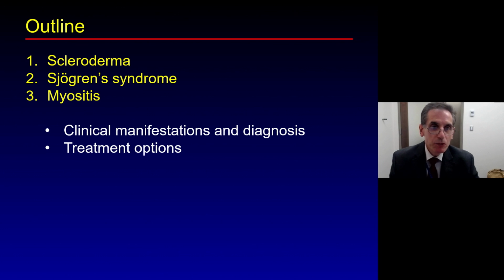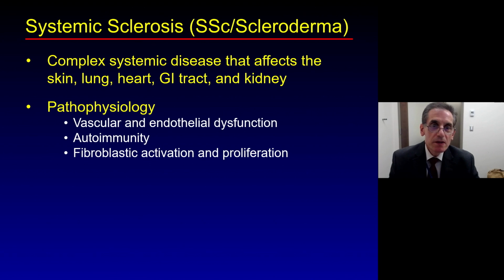And our outline will start briefly with clinical manifestations, diagnosis, and treatment options in these respective diagnoses. Systemic sclerosis, otherwise known as scleroderma, as you know, is a complex systemic disease that can affect many organs, including the skin, lung, heart, GI tract, and kidney. The pathophysiology involves vascular and endothelial dysfunction, autoimmunity, and fibroblastic activation and proliferation.